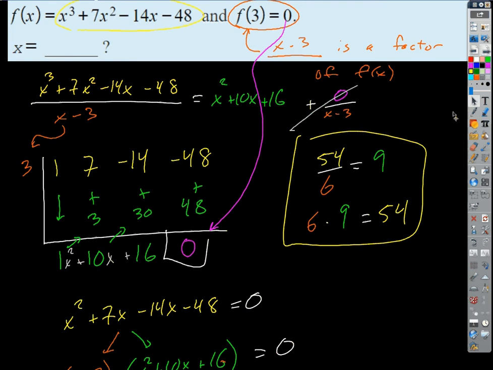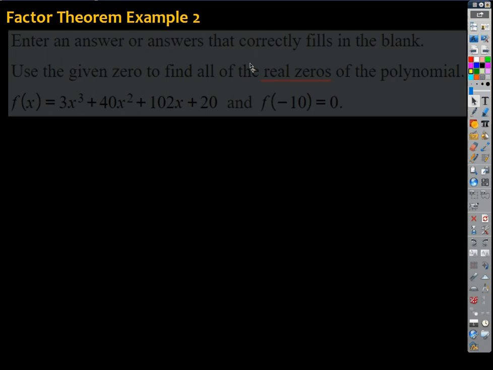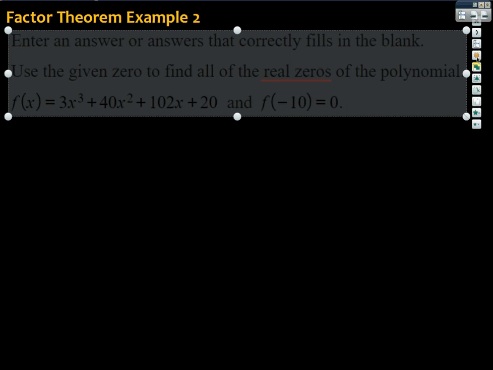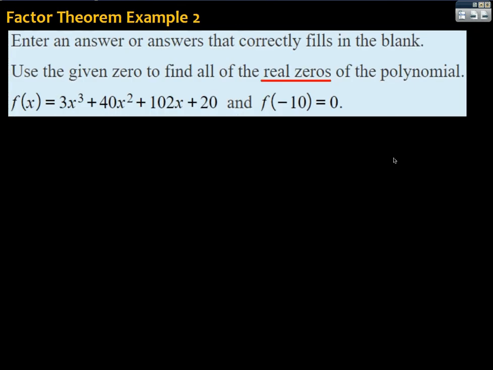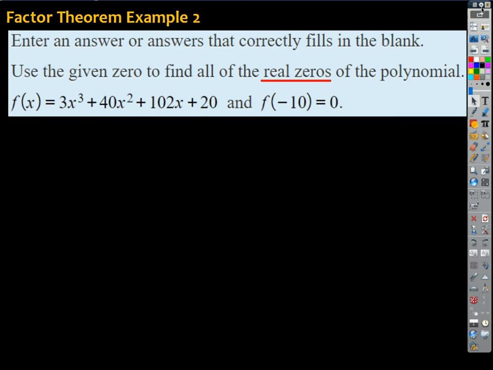So what about something like this guy? What am I going to do this time? This time let's just jump right to the answer. I want to find all the zeros. What's one of them? Negative 10. Okay, so we'll make a list up here. We've got x equals negative 10 is 1.